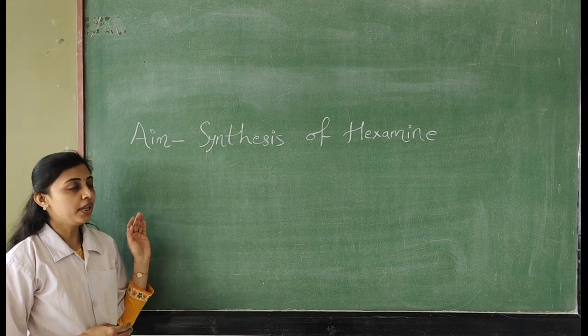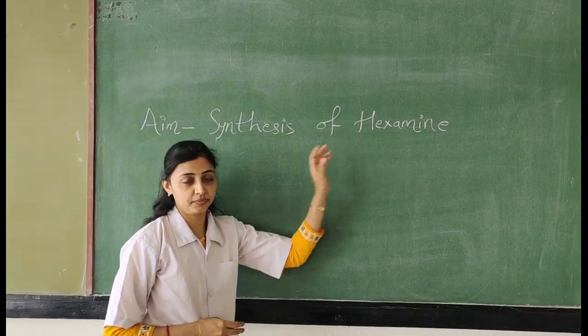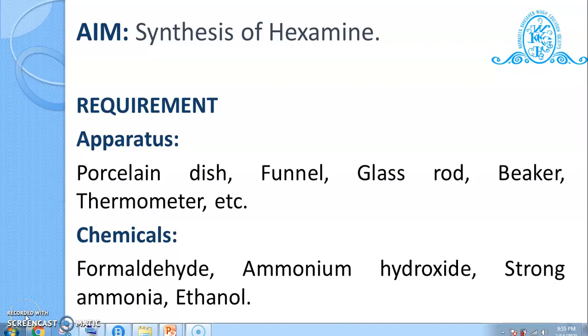Hello students, today we perform practical on synthesis of hexamine. So students, let us see the requirements for the synthesis of hexamine. Here we require some apparatus and chemicals for performing the practical. Apparatus such as porcelain dish, funnel, glass rod, beakers, thermometer, etc. Chemicals such as formaldehyde, ammonium hydroxide, strong ammonia and ethanol.